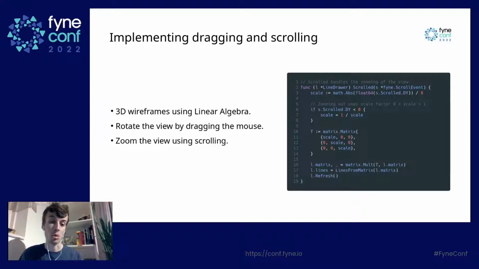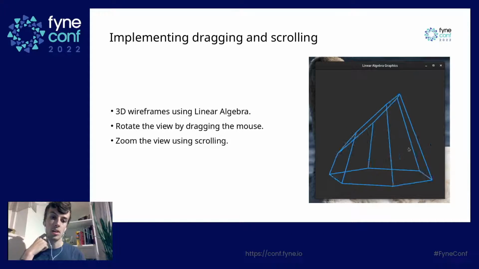And then we have scrolled. We implement the Fyne.scrollable interface, take our scroll and modify it so we get it inside the correct values that we want in our identity matrix that we then can scale all our points with. And then lastly, we refresh our widgets. And this is what we get.